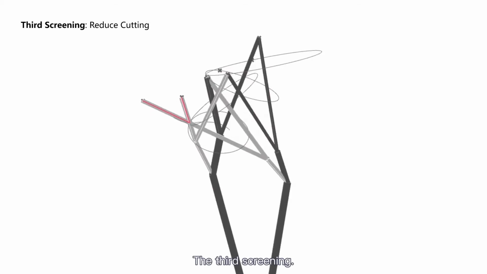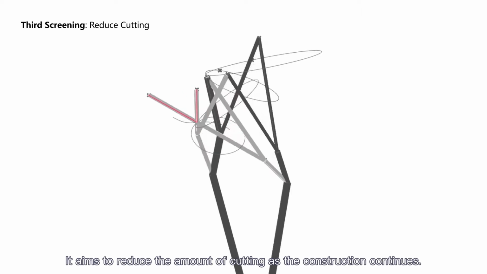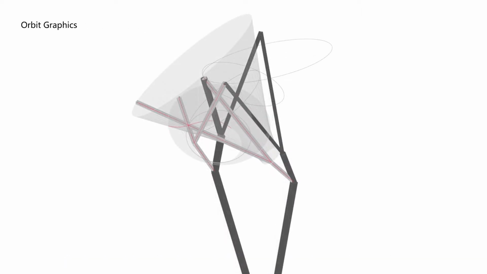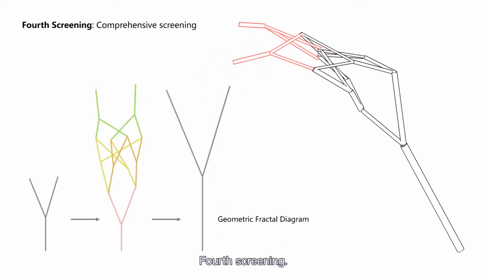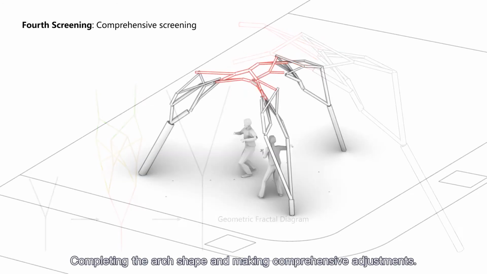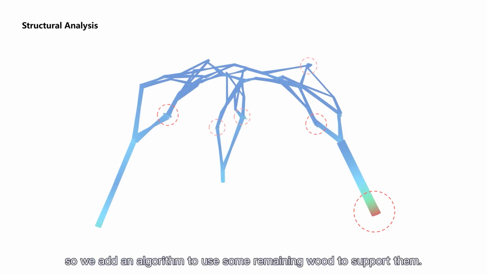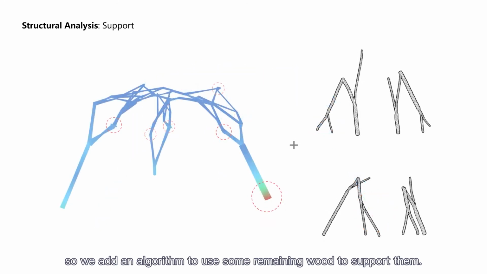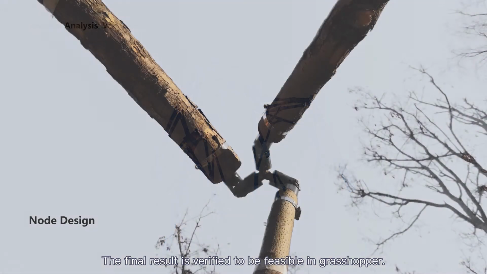The third screening. It aims to reduce the amount of cutting as the construction continues. Fourth screening. Completing the arch shape and making comprehensive adjustments. After the structural analysis, there are some weak joints, so we add an algorithm to use some remaining wood to support them. The final result is verified to be feasible in Grasshopper.